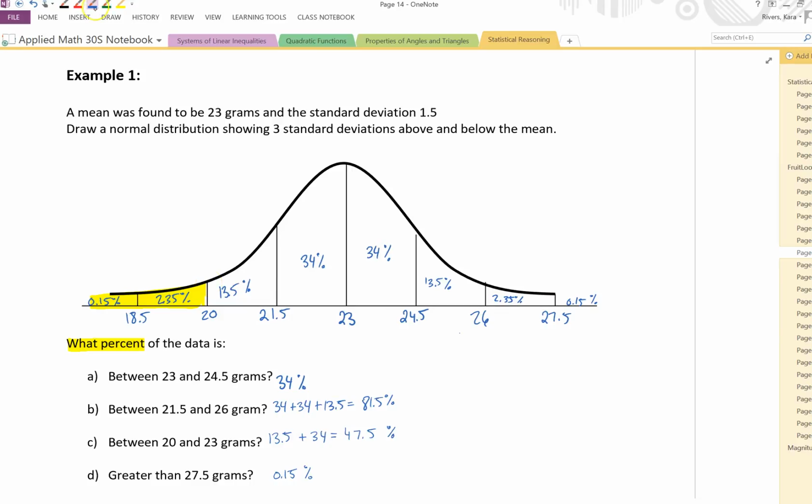Instead, what we're doing is we're superimposing the Z-scores. So we would call this 0, we would call this 1, 2, and 3, minus 1, minus 2, and minus 3. The data is still there, the mean is still there, but these are what we're calling this. The percentages are still there as well. But we're relabeling those values, knowing that a Z-score of 0 means 23, a Z-score of 2 means 26, a Z-score of negative 3 means 18.5.